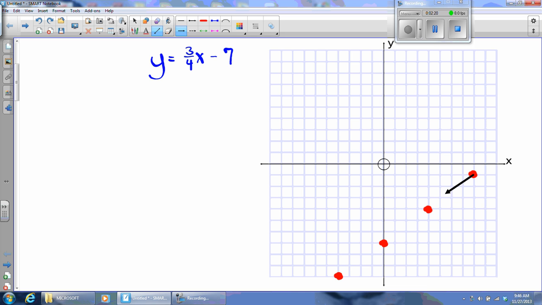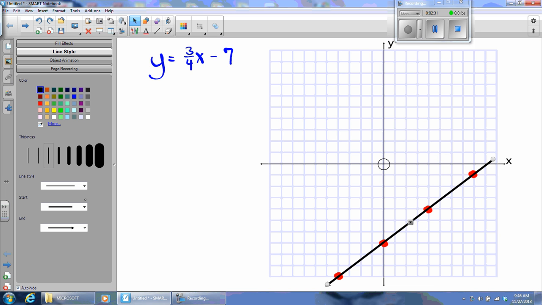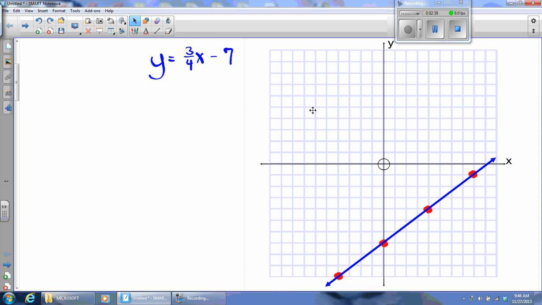All right, so let's see here. There's that. Put an arrowhead on because lines go on forever. And I'll change the color. There we go, and there's my line. And remember, there are not 4 points on this line. If you think that, you're not understanding what a line is. A line is the set of all x's and y's, or all points, that are solutions to the equation. Which equation? This one. So this is a solution to the equation, so it's on the line.